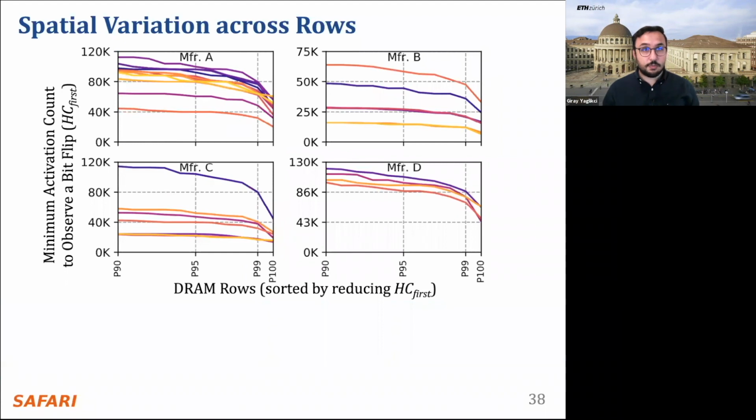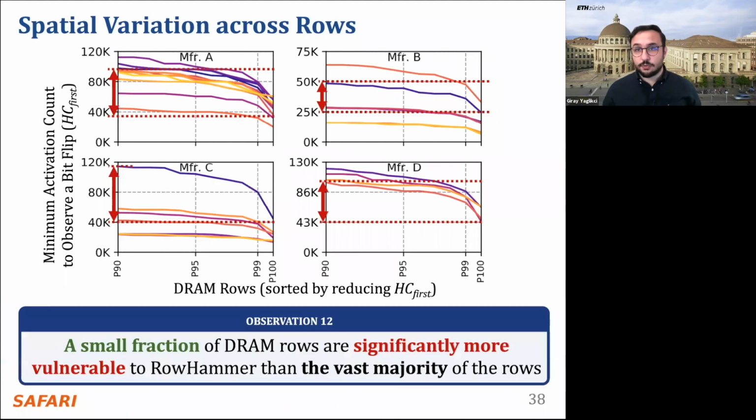So to investigate more, we zoom into the most vulnerable DRAM rows, and we observe that the most vulnerable 10% of the rows experience bit flips at activation counts about half the HC first of the other rows. Therefore, we conclude that a small fraction of DRAM rows are significantly more vulnerable to RowHammer than the vast majority of the rows.